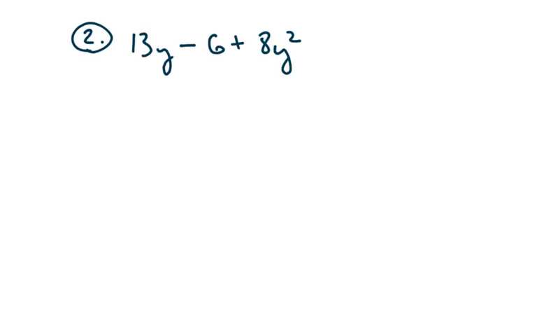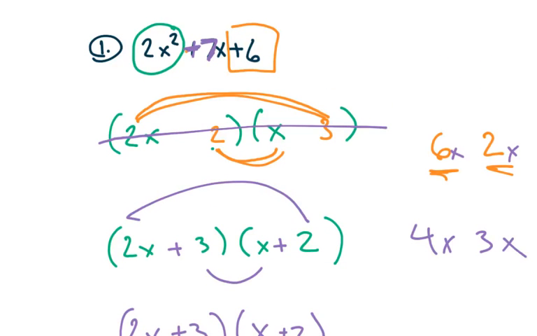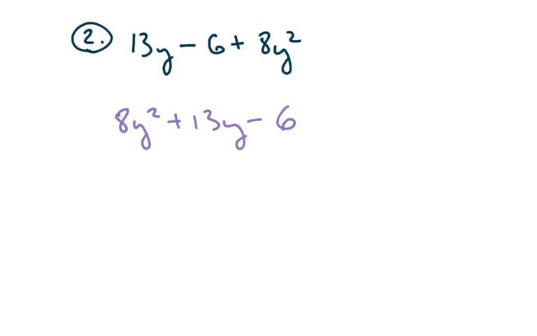Okay, let's do another one together because this can be a little tricky. So in this one, it's 13y minus 6 plus 8y squared. This one is trying to confuse you by putting these out of order, but we've seen this before, and all we have to do is rewrite it in order. What makes this one even harder than the last one is in the last one, the only way to get to 2 is prime, is 2 and 1. The problem here is the only way to get to 8, we could use 4 and 2, we could use 8 and 1. There's a lot of different values that work.